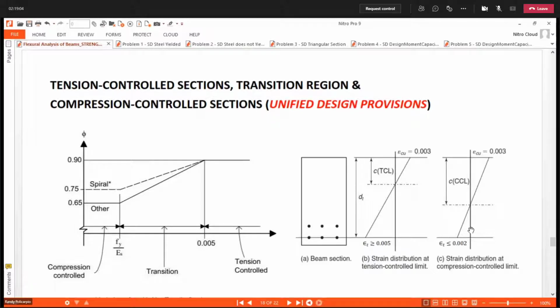So now, what is the comparison between these two in terms of the reinforcement? Remember our analysis: when we analyze a beam, we are using the equilibrium condition. What does that mean? Your compression force and your tension force are equal. So if you are tension controlled, your C is small, meaning your compression force is small. If the compression force is small, your steel is also small. So if you have little steel, your beam behaves ductile.